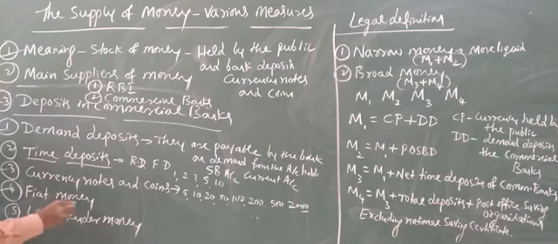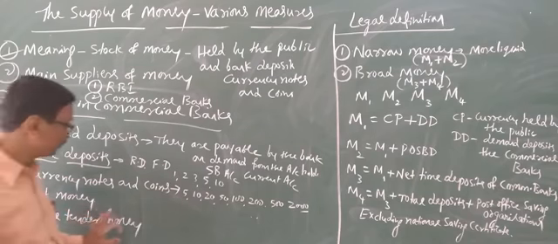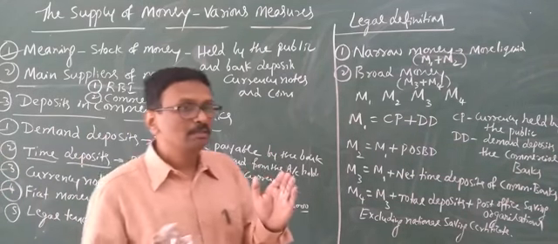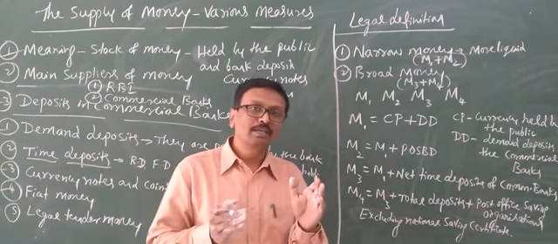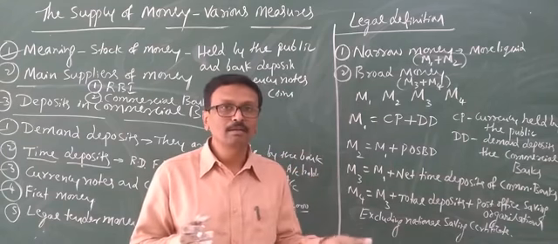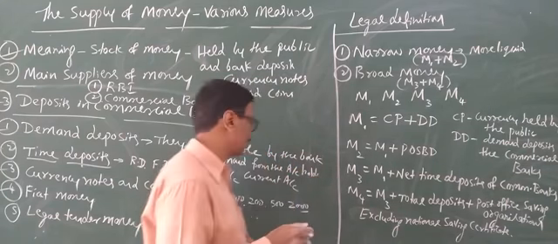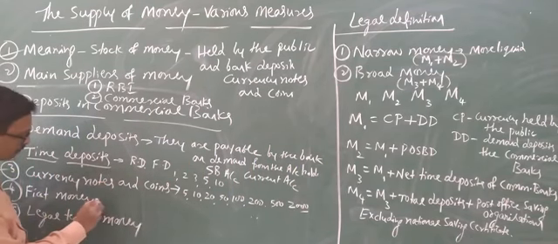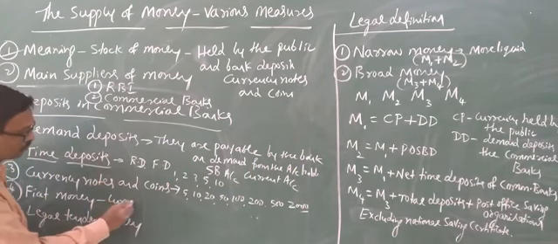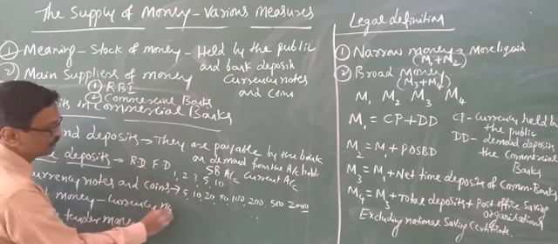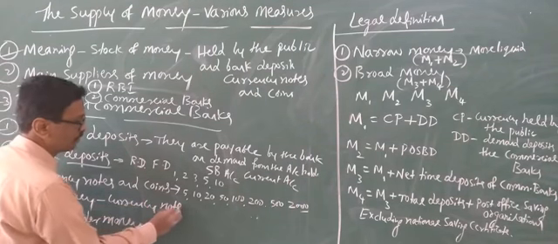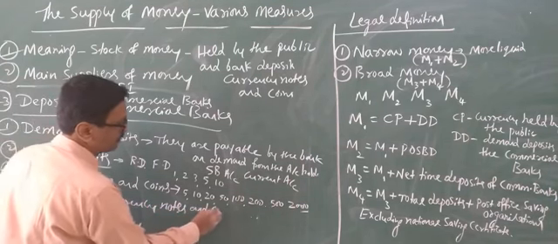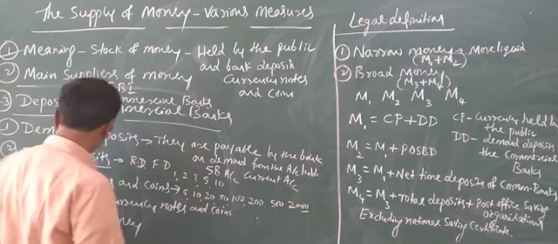Fiat money. Fiat money is also called legal tender money. Fiat money means how much quantity of money exists with the public in the form of currency notes and coins. Currency notes and coins are called fiat money.